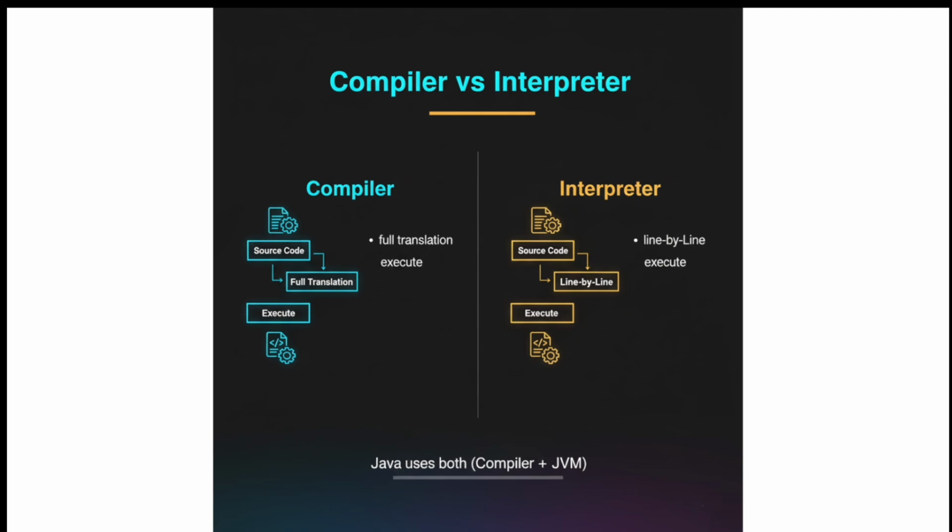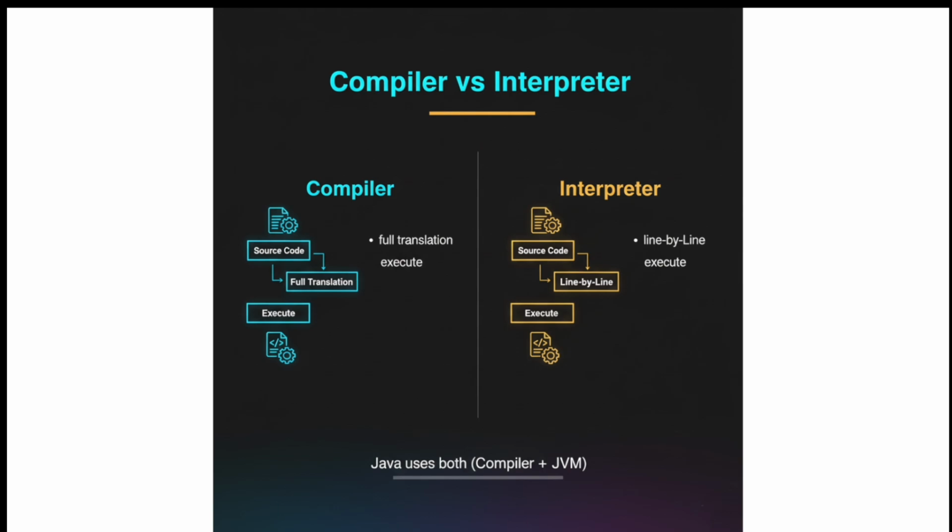What is the difference between them? Now, here is something important. A compiler translates the entire program into machine code at once. Faster execution but takes time to compile. A compiler takes time to compile, but its execution is very fast.